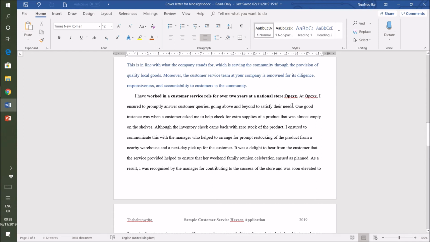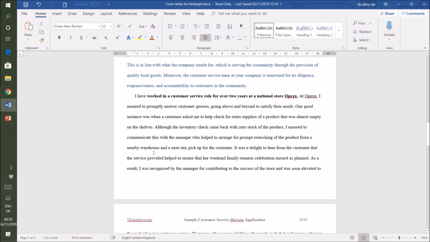But one very important thing that you would need to do in a cover letter is to give a particular example of how you satisfied the need, or shall I say the requirement for that job, and what the implication of that was. So here I give a very good example. A customer asked me to help check for extra supplies of a product. I checked the inventory and it came back with zero stock.